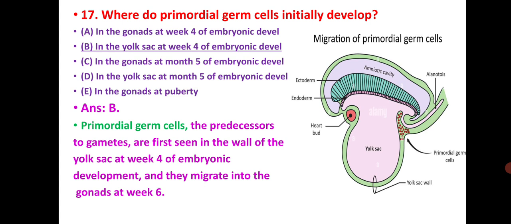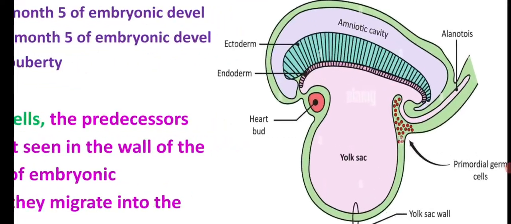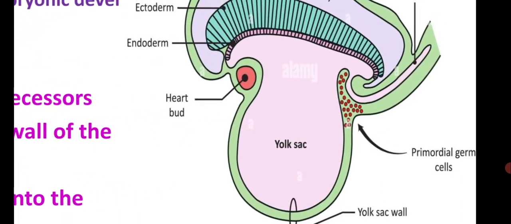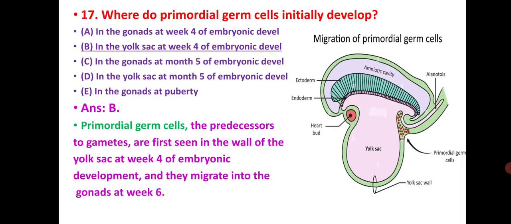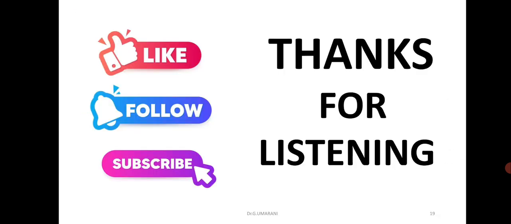Primordial germ cells are the predecessors to gametes, first seen in the wall of the yolk sac at the 4th week of embryonic development, and they migrate into the gonads at the 6th week. In this image you can see that primordial germ cells are present in the yolk sac. They migrate. So the answer will be B, that is in the yolk sac at the 4th week of embryonic life.